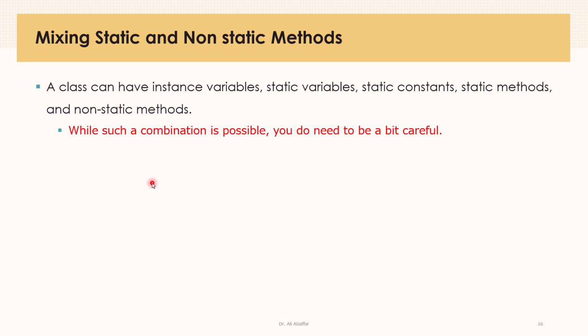Sometimes we could have a class that mixes static and non-static methods. Any class can have instance variables, and remember, instance variables don't exist unless you create an object from this class. It can also have static variables, static constants, static methods, and finally non-static methods. Although such a combination is possible, we have to be careful when mixing static and non-static methods.